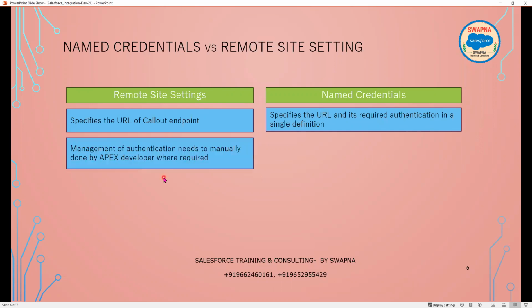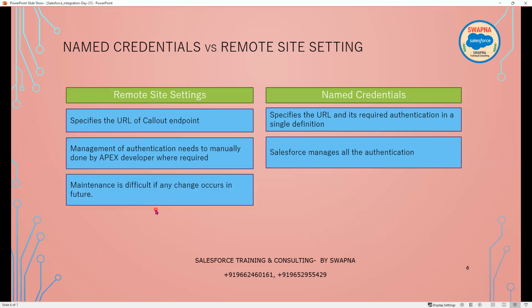Remote site settings: management of authentication needs to be done manually by the Apex developer where it is required. That means the developer has to implement authentication within the code. Whereas with named credentials, Salesforce manages all the authentication. The developer need not do the authentication. If you remember, in the last couple of sessions we were doing the HTTP call multiple times, because first I need to get an authentication and then the actual request should go out. Here with named credentials, Salesforce automatically takes care of it.